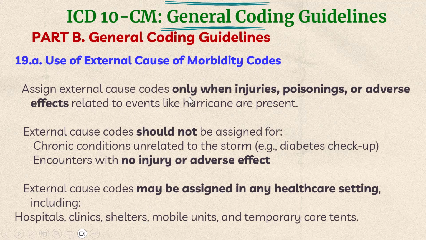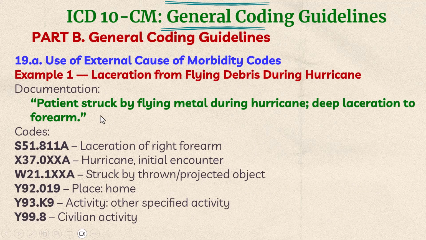Assign external cause codes only when injuries, poisonings, or adverse effects related to events like hurricane are present. External cause codes should not be assigned for chronic conditions unrelated to the storm. Example, diabetes checkup, encounters with no injury or adverse effect. External cause codes may be assigned in any healthcare setting, including hospitals, clinics, shelters, mobile units, and temporary care tents. So let's see some examples.